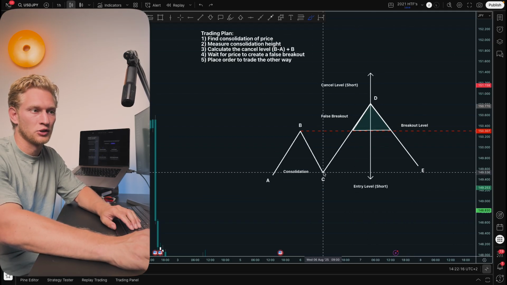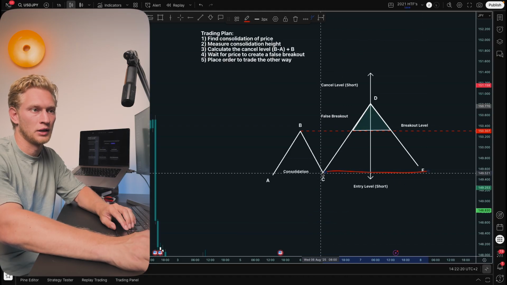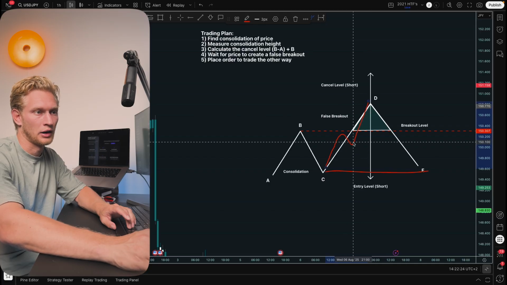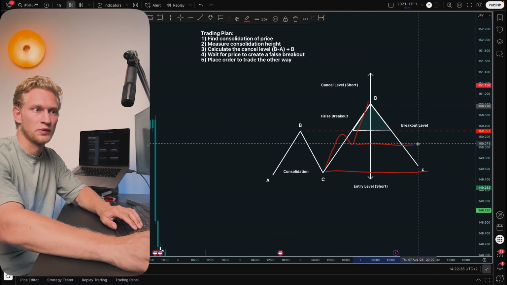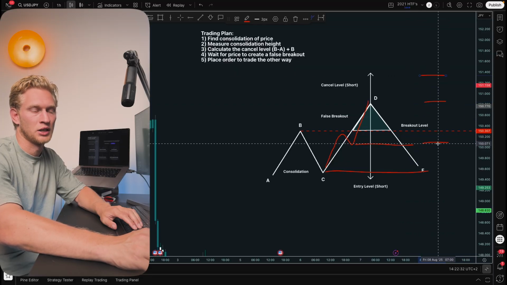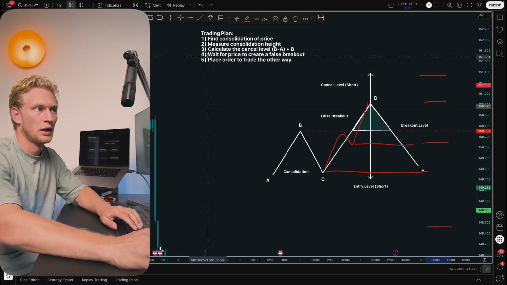Then I want to enter short on C. So if we break the leg of C, if there is more structure here, you can also select this as your short trade. Then you have a slightly better risk to reward. Maybe your stop loss here or stop loss here. I'm gonna show you, and then your target. So this is the pattern.